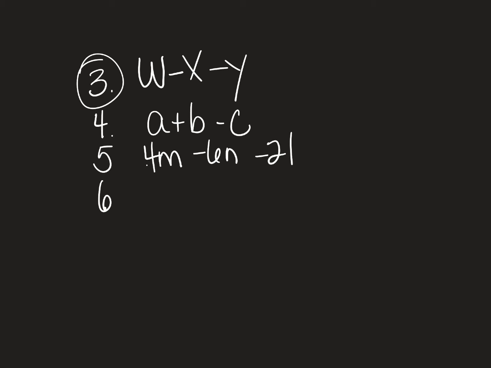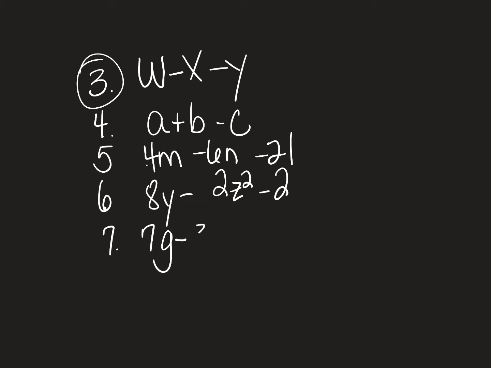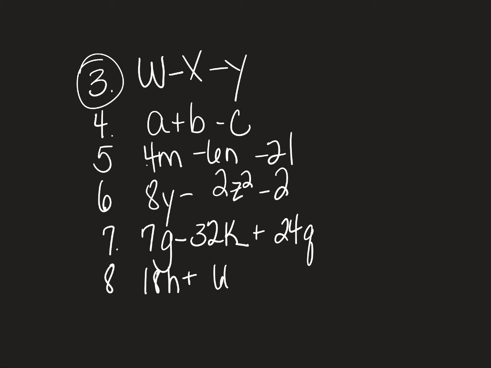Number 6, 8Y minus 2Z squared plus minus 2. That's number 6. Okay, hold on. Number 7, 7G minus 32K plus 24Q. Number 8, 18H plus 66W minus 24X. Now, before we move on to the next section, what questions do you have?